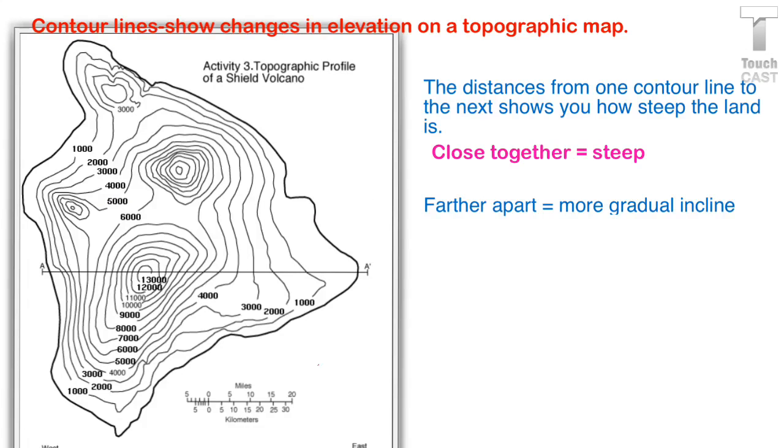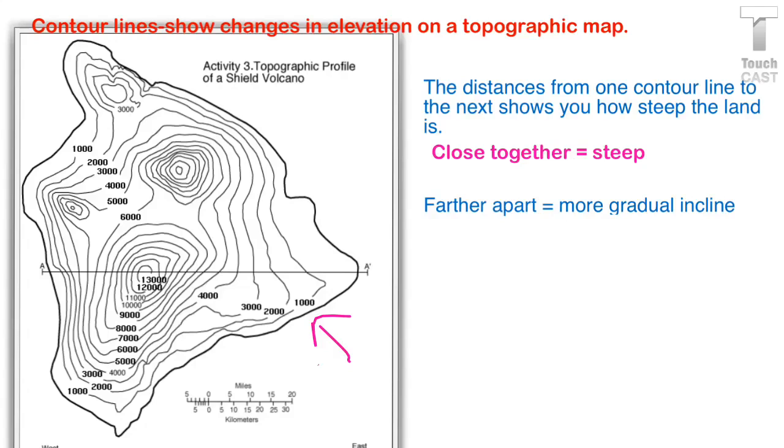Okay, so you're asking yourself, contour lines? What's a contour line? These guys right here are contour lines. They very much resemble isobars from the Weather and Climate Unit, but they're not. These are contour lines. They show changes in elevation on a topographic map, and the distances between one contour line and the next shows you how steep the land is.